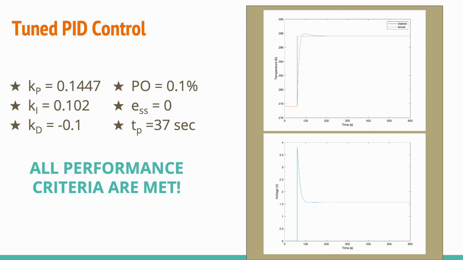Here is the voltage and temperature response for the tuned PID controller. All performance criteria were met and the voltage is no longer saturated. The steady state error and the percent overshoot are well below the criteria, and the time to peak has great margin as well.